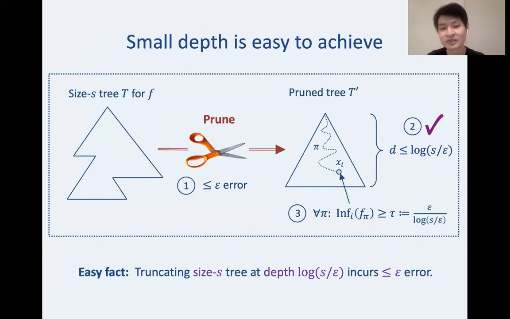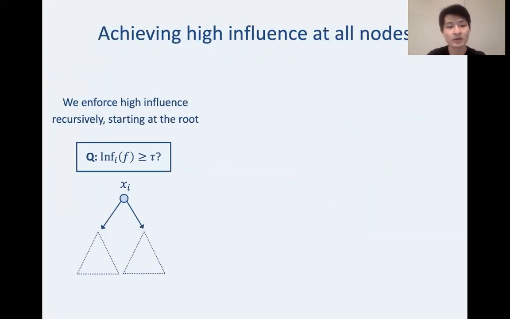Now let's step to the pruning procedure. It has 2 steps. In the first step, we guarantee that the tree T prime has a small depth. And this is easy because it's a standard fact that if we truncate the decision tree at level log s over epsilon, we will only incur an error of epsilon. So this is the easiest step. And the harder step is to ensure that every node queries an influential variable. We will ensure this property level by level.